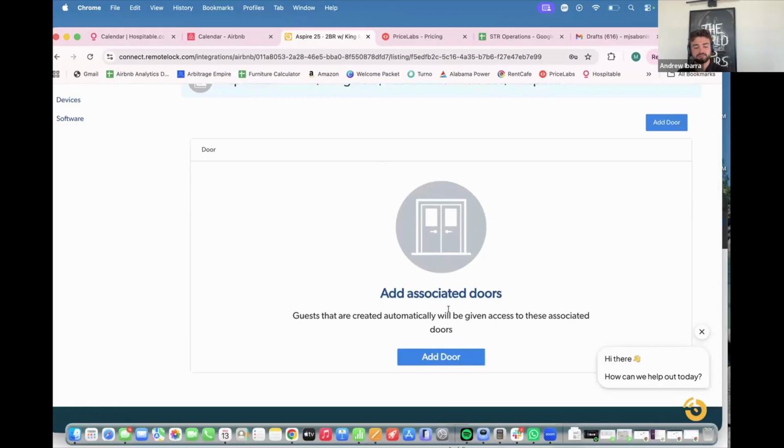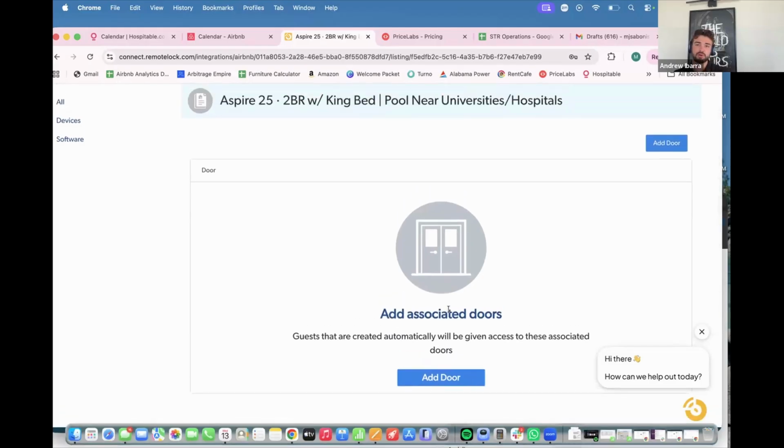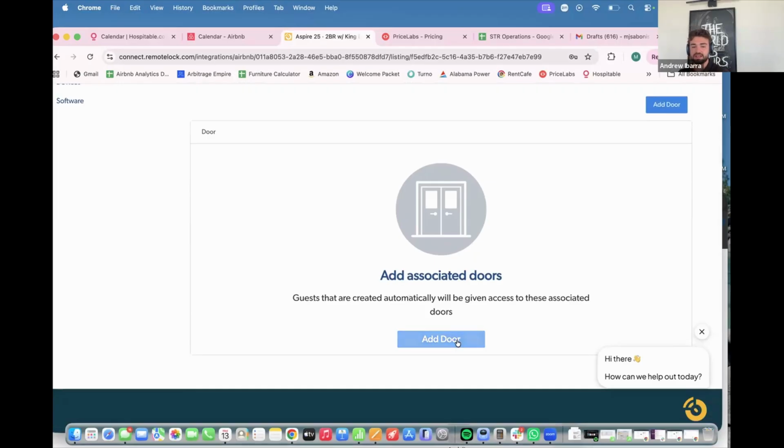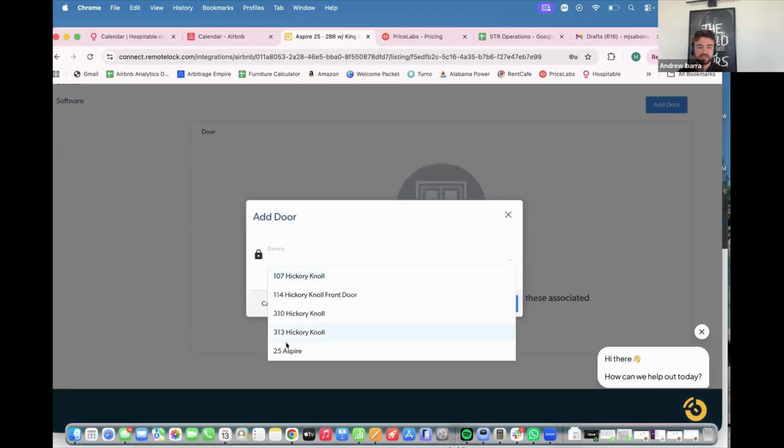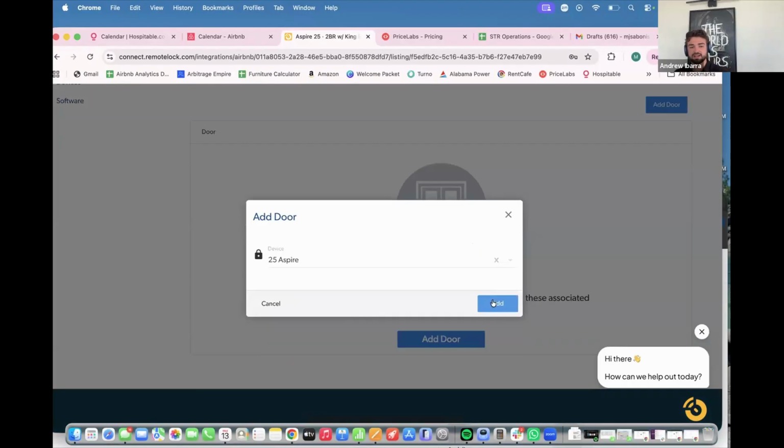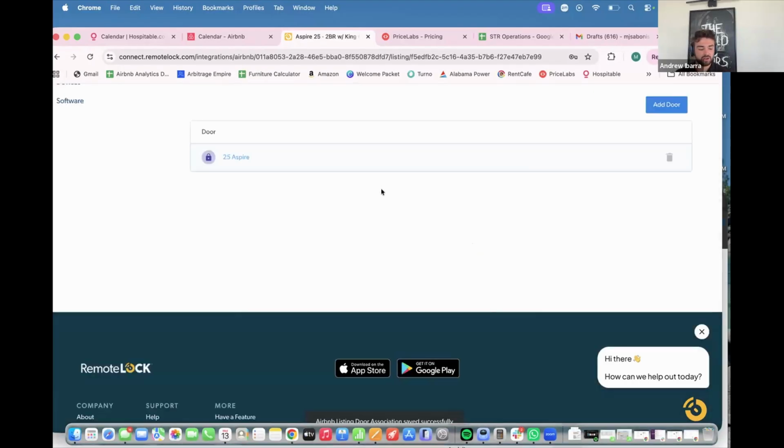Just because we connect Airbnb and remote lock, it doesn't connect the code or doesn't connect the lock to the specific unit. So this is what we got to do. So we just got to go and add the door. So when you click add door, you hit the device and then you'll find that one, add, and you're good to go. So now for your current reservations that you have, it will not send a code. It will not mess anything up. But for any future reservations that happen starting now, it will now send that automated message with the code. So you'll be good now.